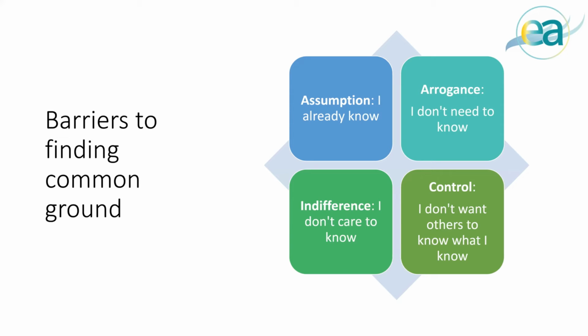Or the arrogance: I don't need to know what others feel or want or know. Indifference: I don't care to know. Or control: I don't want others to know what I know, feel, or want. If we are in any one of these states, then we cannot find the common ground. What does it mean? We cannot connect. What does it mean? We cannot create an influence. What does it mean? We cannot become a leader. We cannot lead.